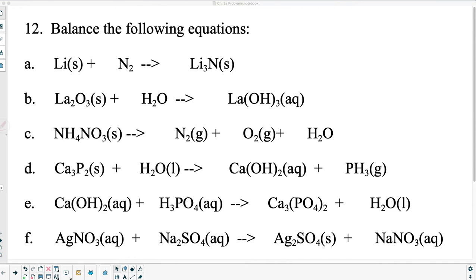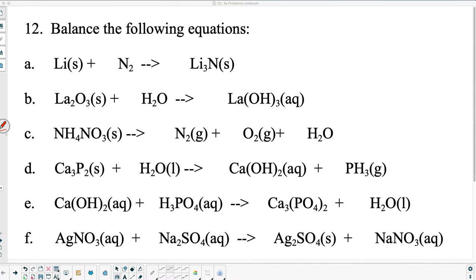The first one is balancing equations. It's A through F. I'm going to do A through C, and then you do D, E, and F. They must be finished for you to get credit for this problem set. I'm going to do that for a couple of places here because you've had more than one chance to practice your balancing equations. So let's take a look at balancing.